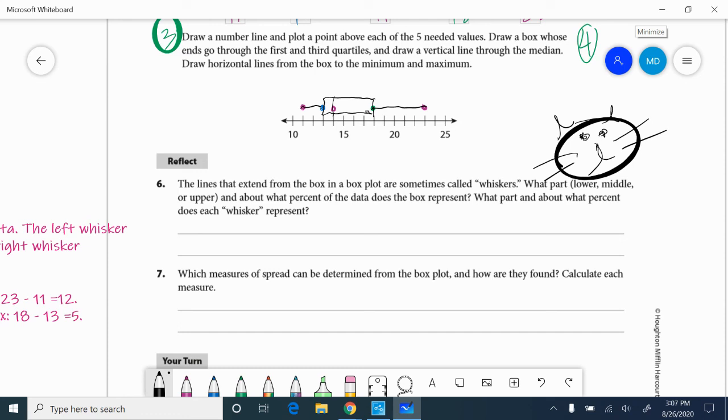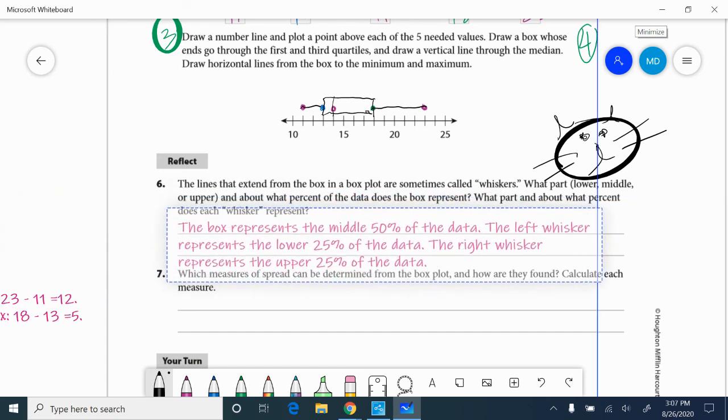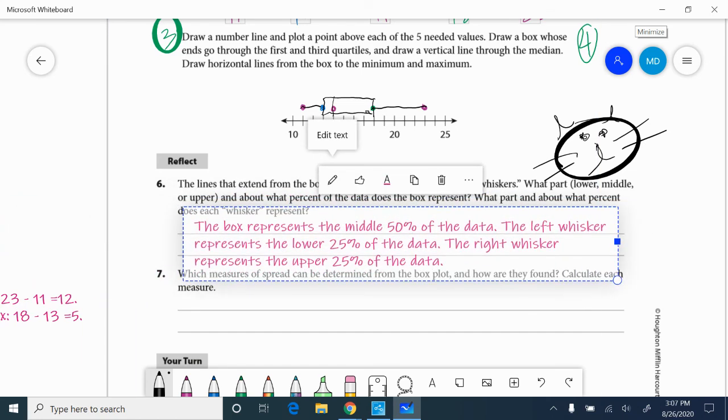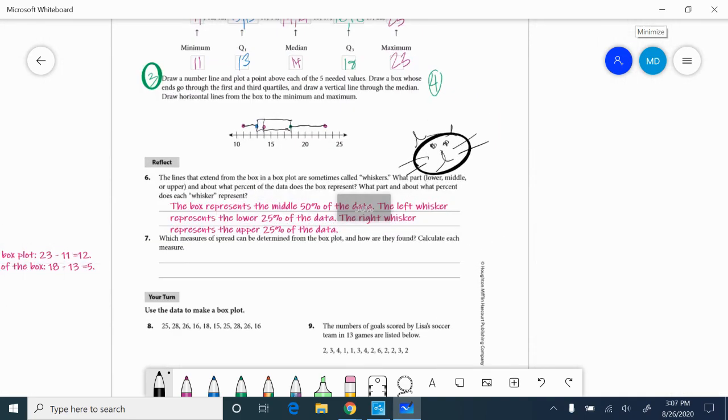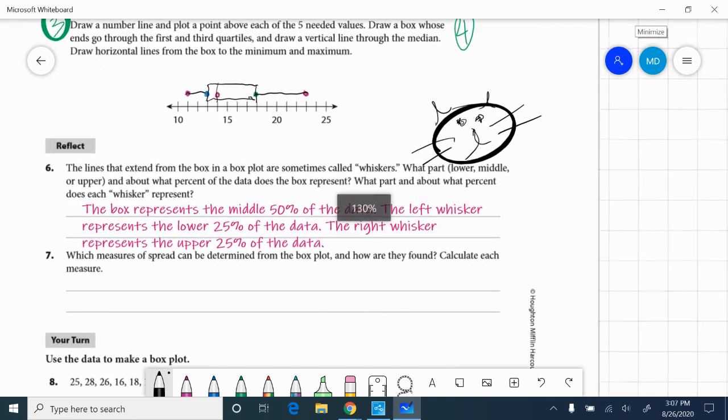What part, lower, middle, or upper, and about what percent of the data does the box represent? The box is right in the middle, and it's actually representing 50% of the data. So the box represents 50% of the data. The left whisker represents the lower 25% of the data. The right whisker represents the upper 25% of the data.